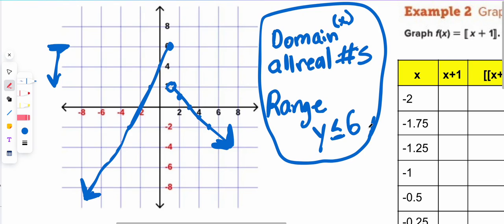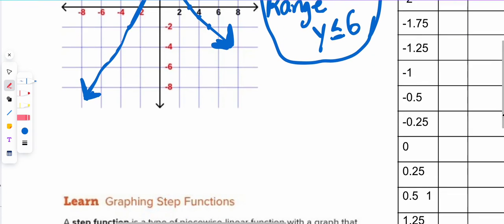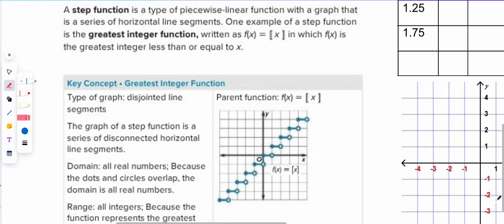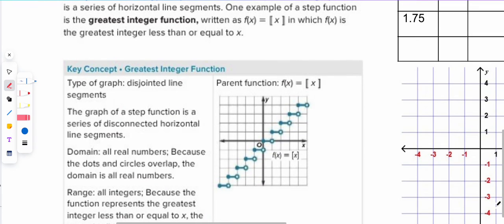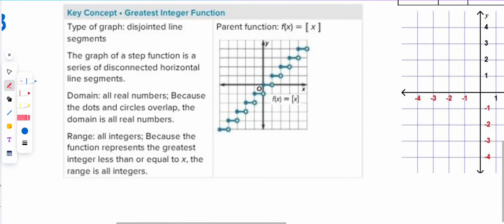Now we're going to talk about a step function. A step function is a type of piecewise linear function with a graph that is a series of horizontal line segments. So we're going to have a bunch of horizontal line segments in order to make a step function. One example of a step function is the greatest integer function, written as f of x equals a double bracket with x inside of it, in which f of x is the greatest integer less than or equal to x.